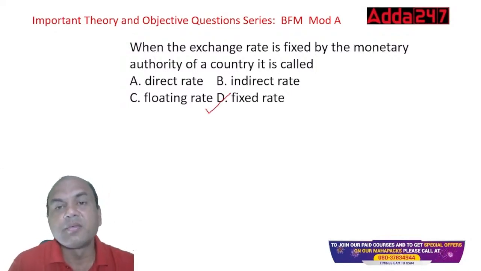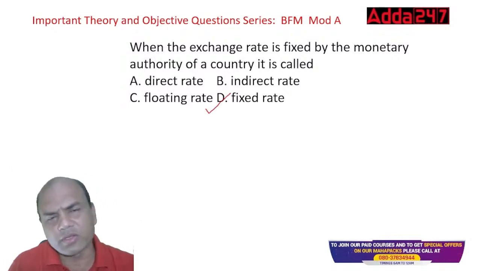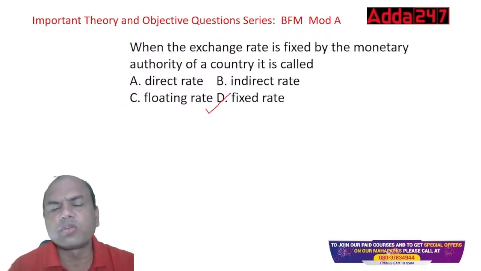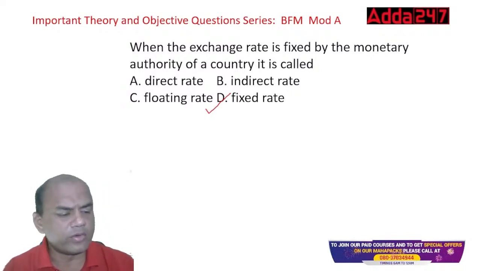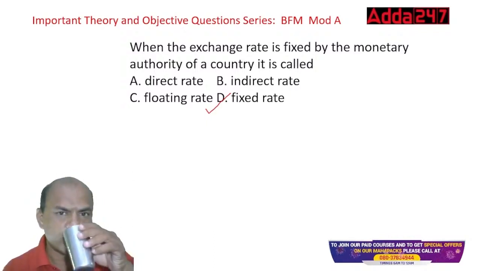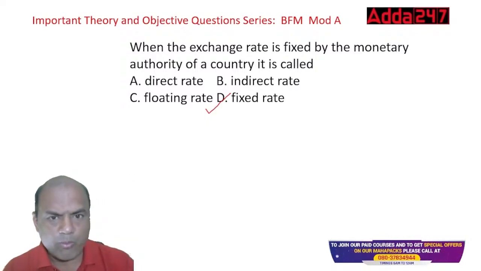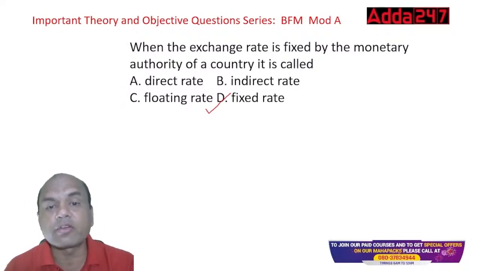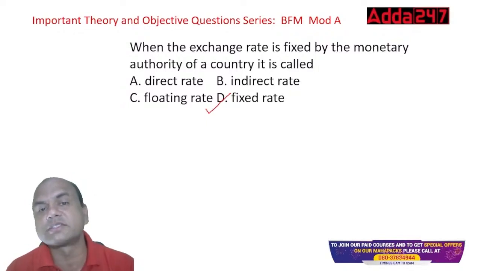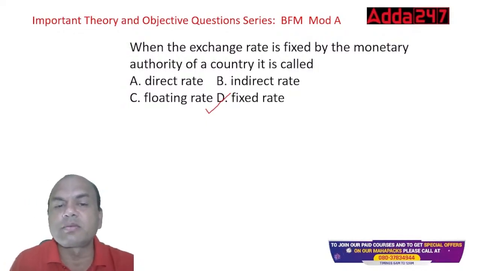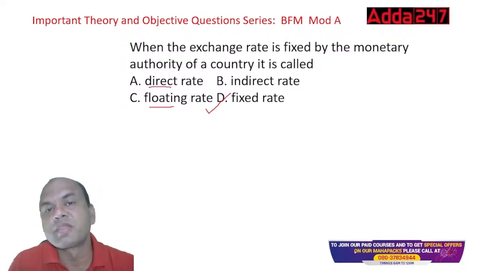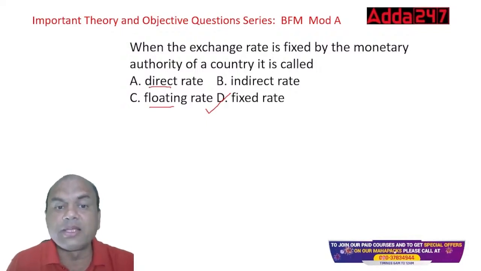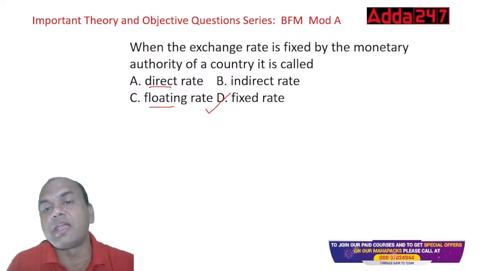It's fixed rate. Do we follow this fixed rate system in India? What do we follow in India? We never follow fixed rate system. We follow floating rate system. Two things you always remember. In India, we always follow one is direct rate system and second is floating rate system. Direct means rupee is fluctuating, dollar is constant. And floating means it depends on the demand and supply.